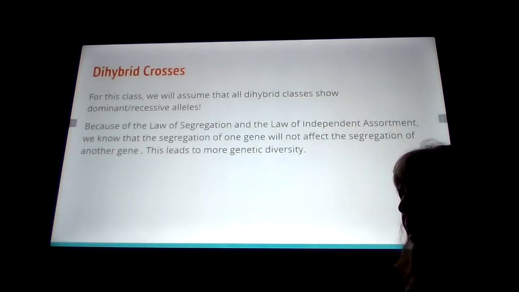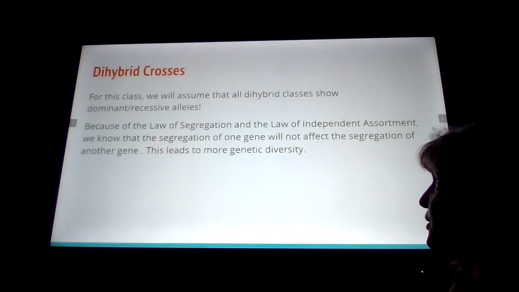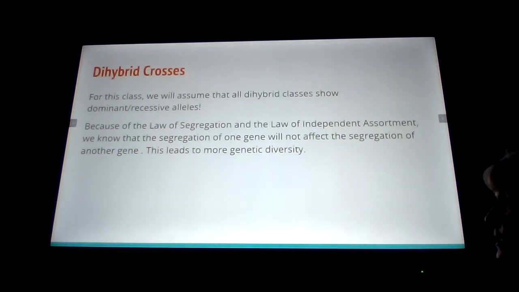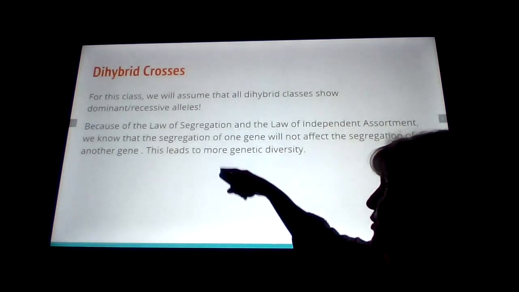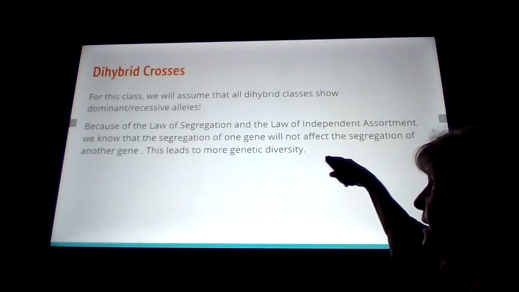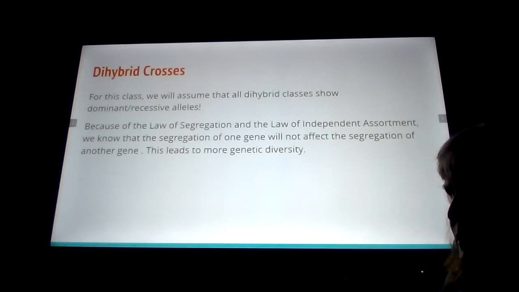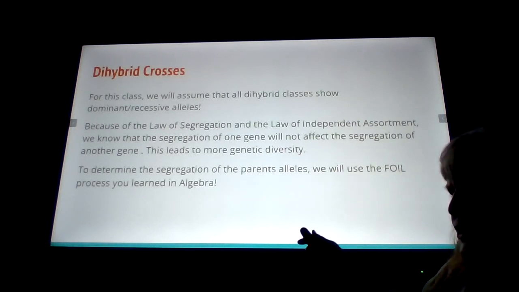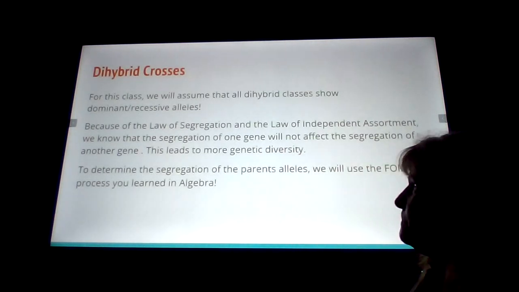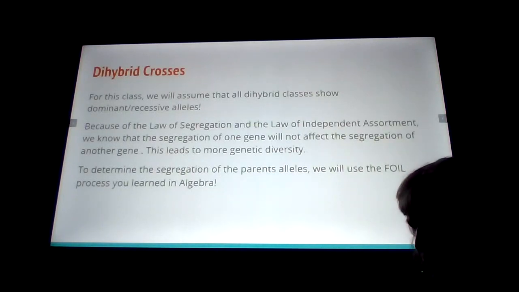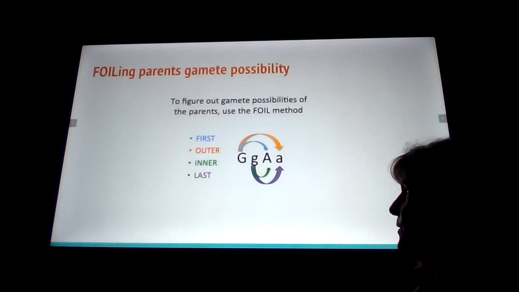Again, we talked about when we started this about the law of segregation and the law of independent assortment. And we know that the segregation or separation of one gene will not affect the separation or segregation of another. And this leads to more genetic diversity, because each chromosome has lots and lots of genes. So to determine the segregation of the parents' alleles, we're going to use the FOIL process that you've learned in algebra.